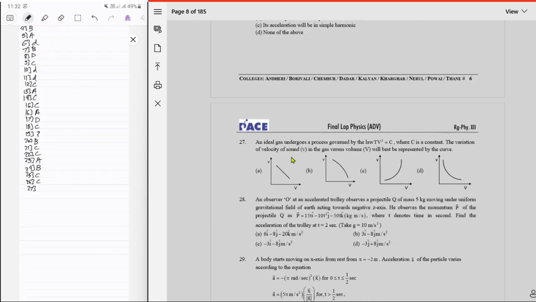27, okay, an ideal gas undergoes a process governed by this law, T V power 2 equals C, where C is a constant. The variation of velocity of sound in the gas versus volume will be represented by the curve. Variation of velocity of sound in the gas versus volume.